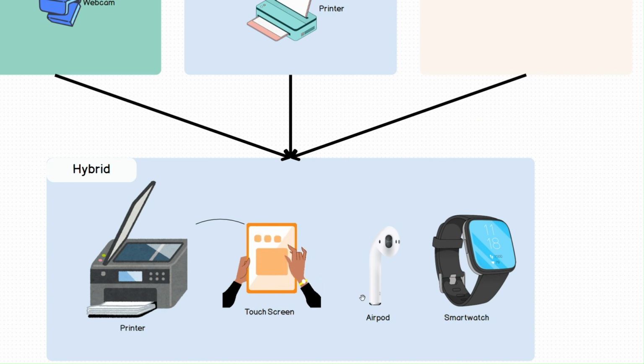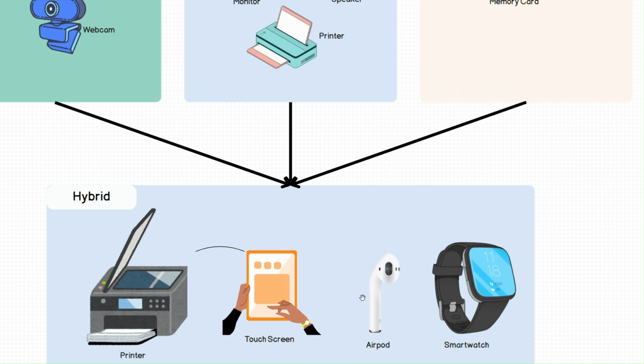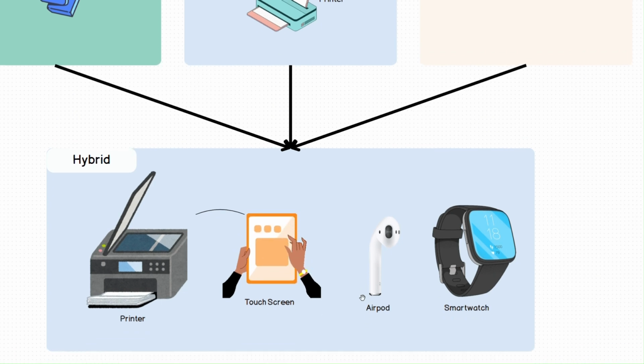The smartwatch too, you can use it to take readings of your blood pressure or exercise rate, and then it is at the same time displaying this information for you. So these devices are known as hybrid, meaning they are made up of one or two categories, whether it's the input and output, or output and storage, or even all the three together. So these are hybrid devices.